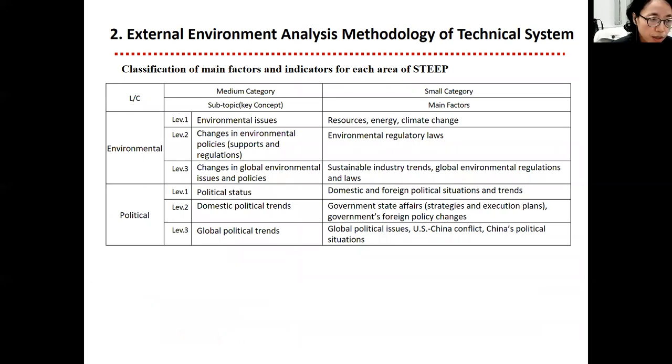This slide shows the classification of main factors and indicators for environmental and political areas according to our classification scheme. This should be mentioned again: all of the factors and indicators defined in this study are the factors and indicators used by researchers from six organizations in the field of business management, science and technology, and marketing, and reclassified according to the key concepts we identified.